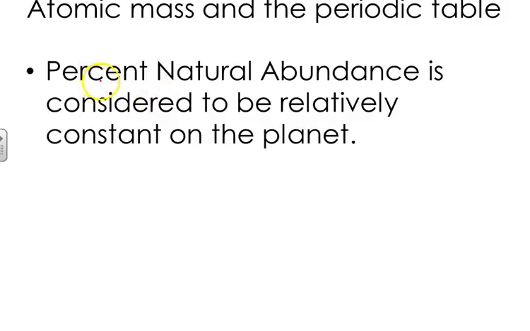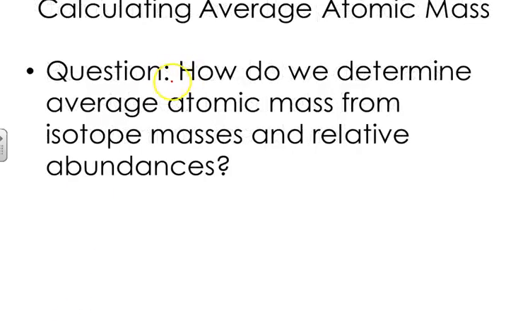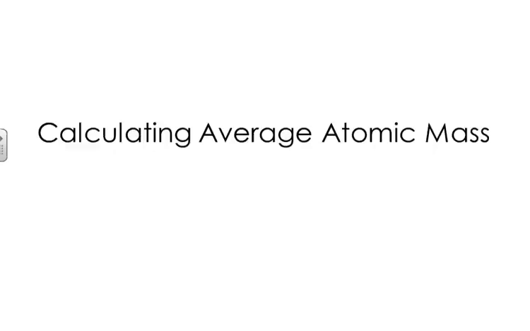An important fact to remember is that the percent natural abundance on Earth is considered to be relatively constant within lifespans on the planet. So lithium-6 and lithium-7 abundance remains constant, and that would be true for any element. So the question would be, how do we determine average atomic mass from isotope masses and relative abundances? Well, first of all, we have to have the isotope masses, and we also have to have the relative abundances. Then we've got to figure out how we actually calculate that.